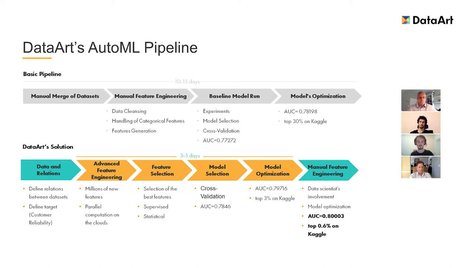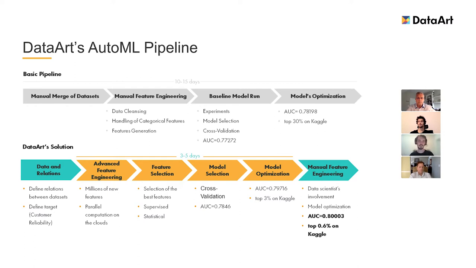We use some supervised and statistical methods for it. Then we made a model selection stage. We again cross-validated our results and we got an AUC metric of 0.784, which was even higher than the last stage of our previous basic pipeline. Again, we didn't stop here. We made some model optimizations. We moved it even higher up to 0.797, and this gave us top 3% on Kaggle.